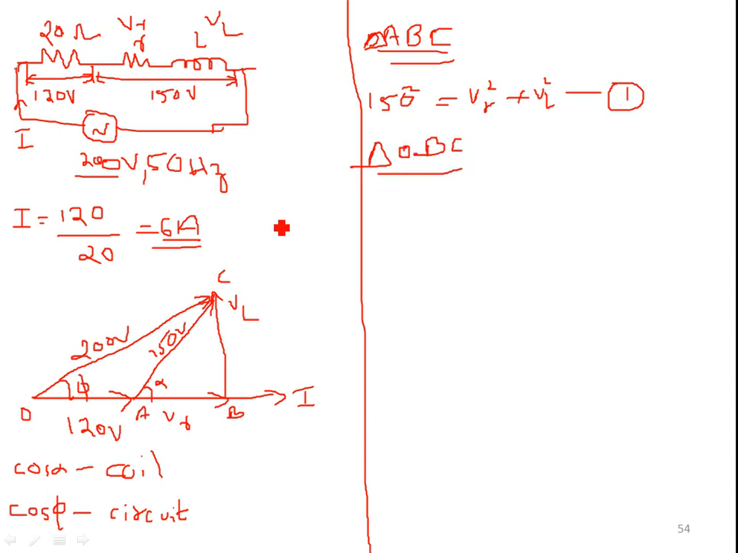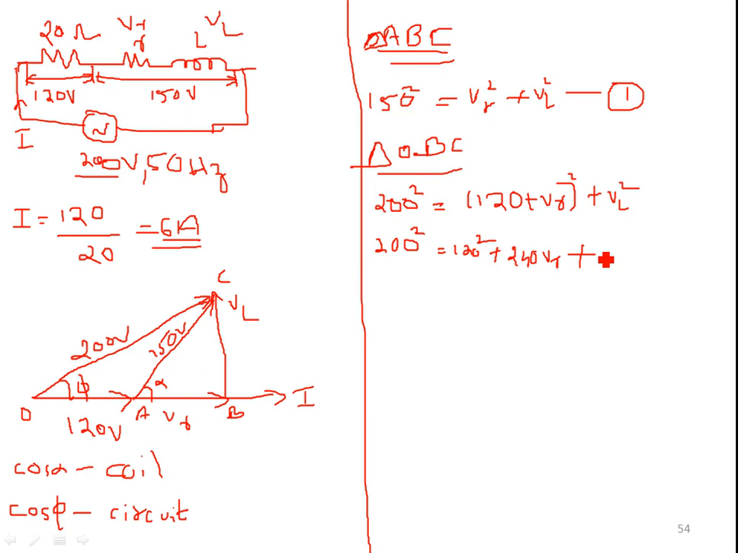Now, from triangle OBC, by applying Pythagoras theorem, we can write 200 square is equal to (120 plus VR), that is the horizontal axis, the whole square, plus VL square. Now expanding it, we get 200 square is equal to 120 square plus 240 VR plus VR square plus VL square. That is equation number 2.